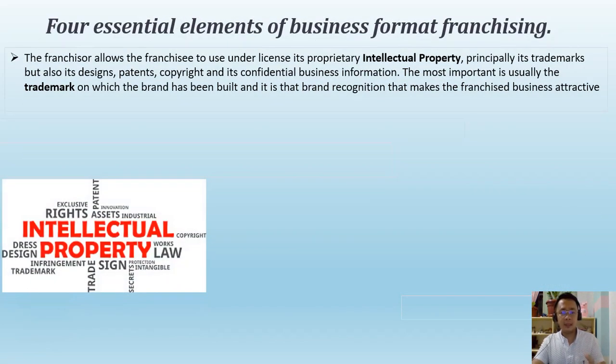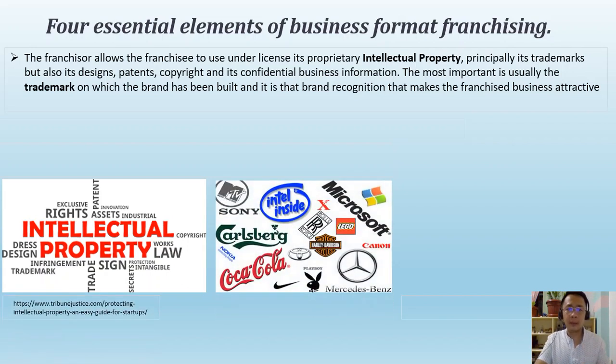We have four essential elements of business format franchising. First, the franchisor allows the franchisee to use under license its proprietary intellectual property, principally its trademarks, but also its designs, patents, copyright, and confidential business information. The most important is usually the trademark on which the brand has been built, and it's the brand recognition that makes the franchise business attractive.